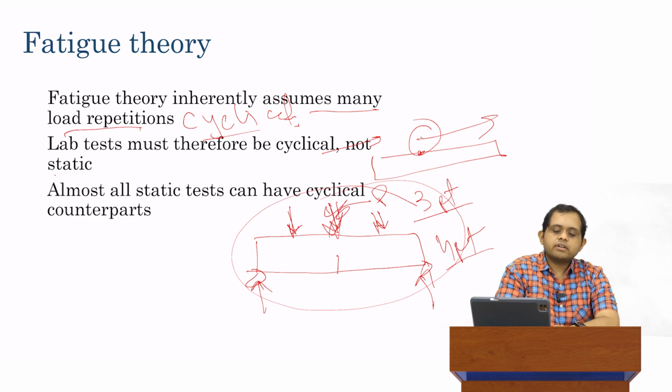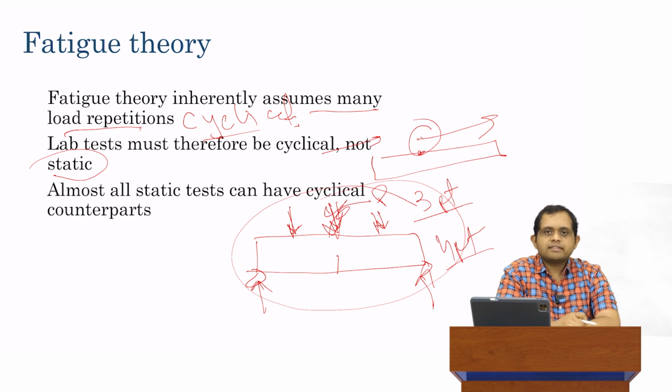And these monotonic tests, by the way, are sometimes also called static tests, in the sense that there are no cycles of loads being applied. Now, as it turns out, almost all static tests can have a cyclical counterpart. Given a static test, there is actually a way to create a cyclical test out of it. It's fairly simple. You just have a number of more testing conditions and parameters that you can choose from.